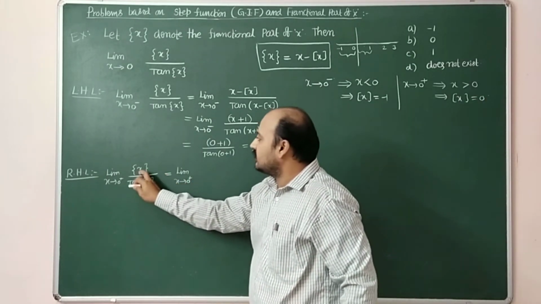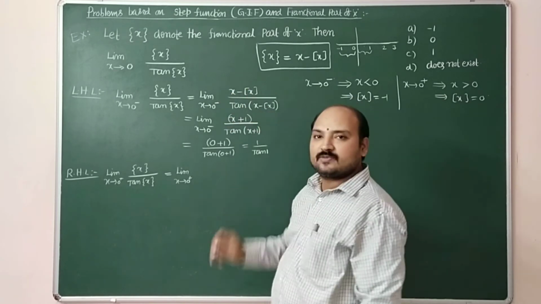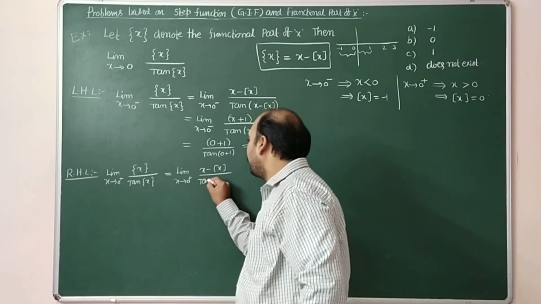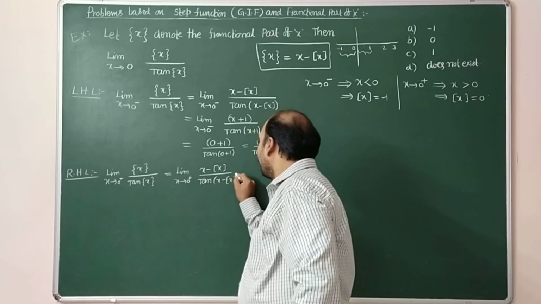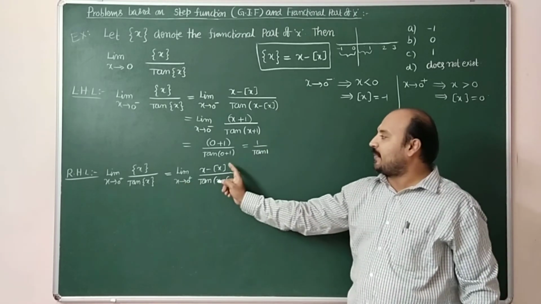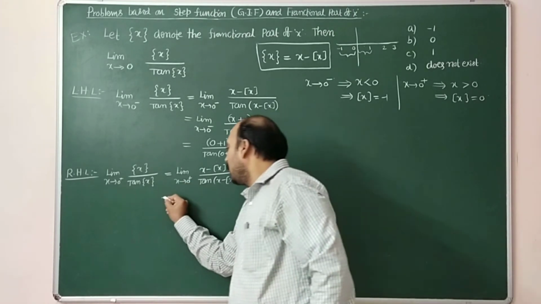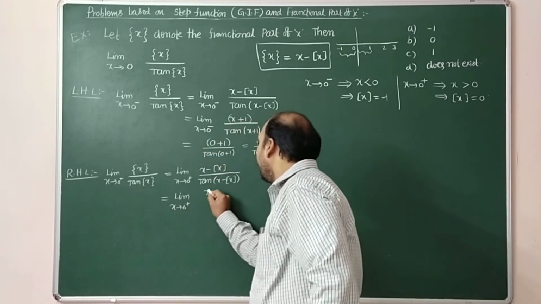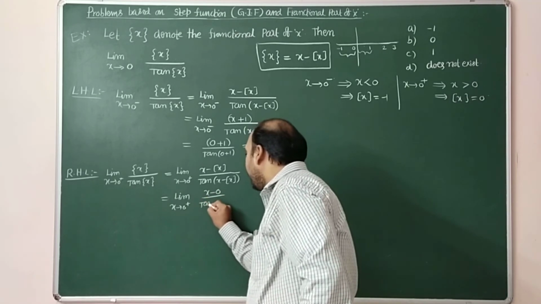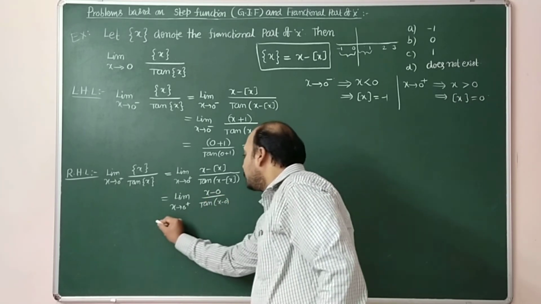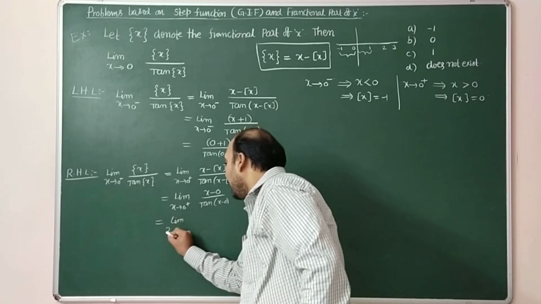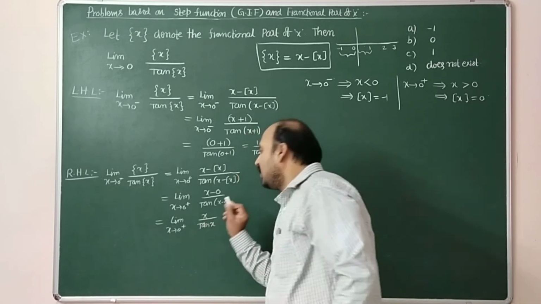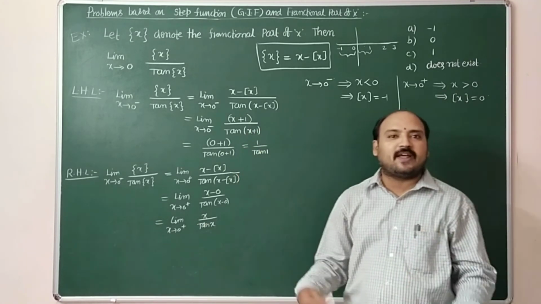So wherever the fractional part of x is there, first you have to write x minus step x divided by tan of x minus step x. Whenever x is tending to 0 plus, step x value goes to be 0. So it becomes limit x tends to 0 plus, x minus 0 divided by tan of x minus 0, which is equal to limit x tends to 0 plus x by tan x. We have a standard result: limit x tends to 0 of tan x by x or x by tan x, that value goes to be 1.